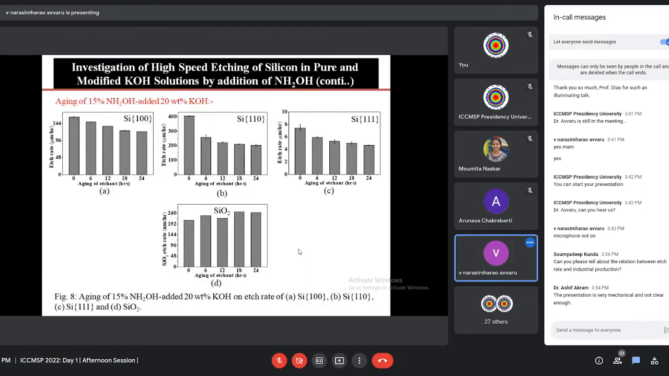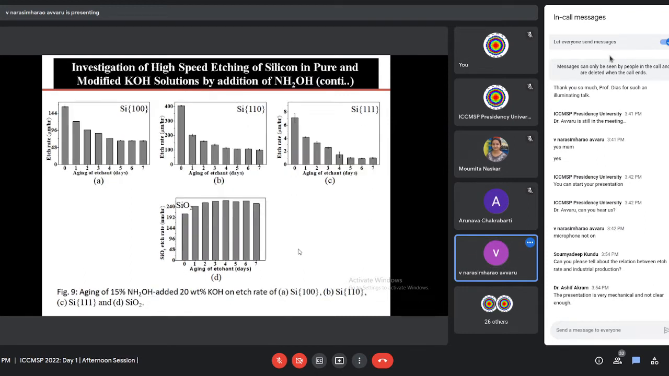We also studied the aging effect of this solution. With aging, the etch rate is decreasing. After preparation of the solution, we store it, and the etch rate is decreasing after using this solution. These graphs show the days.